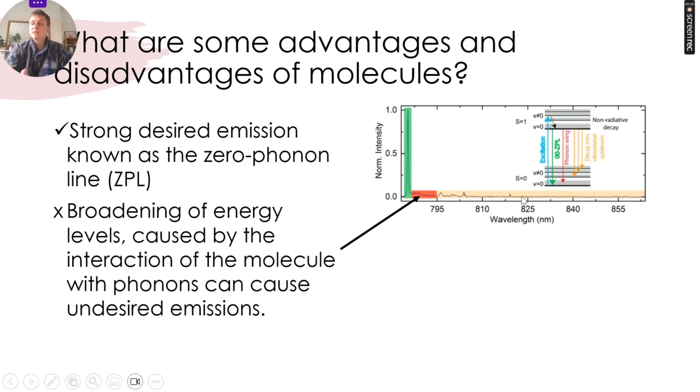So a small disadvantage of molecular sources is that you do get these unwanted emissions. But these can be improved by things like cavities. So maybe if you were thinking of writing a report on this, you could think about how you could suppress these sidebands and increase the intensity of this zero phonon line.